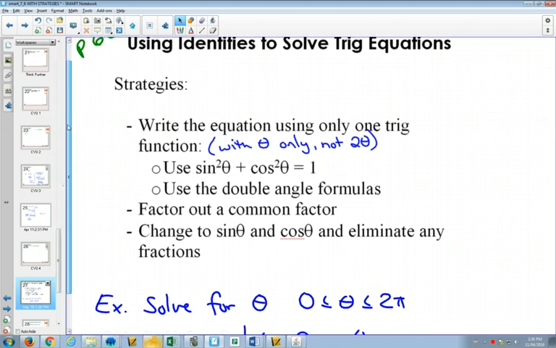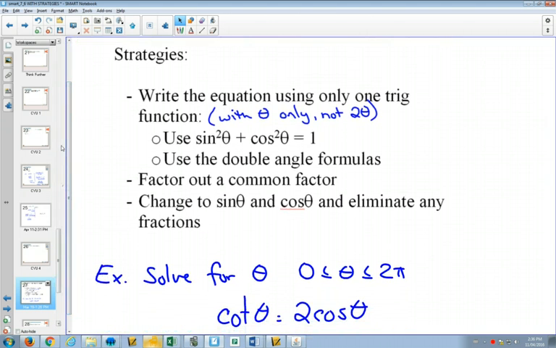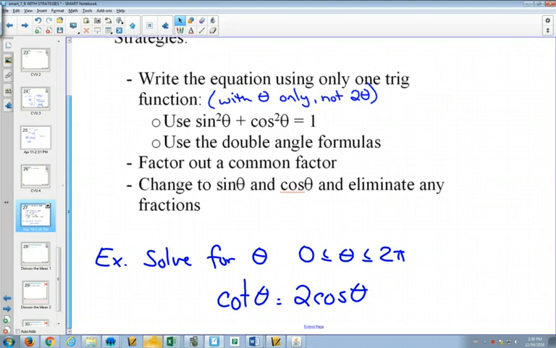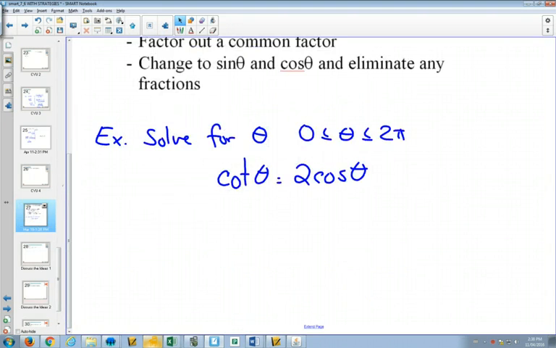I'm going to scroll this down just that far so you can see what your first question is going to be. So in this first equation, we're solving for theta between 0 and 2 pi of cotangent theta equals 2 cos theta. So one of the things that we're going to look for, is there a way to change cotangent just to cos? Or is there a way of changing cos just to cotangent? Because if you can change it to one function, that would be the first thing you would try.